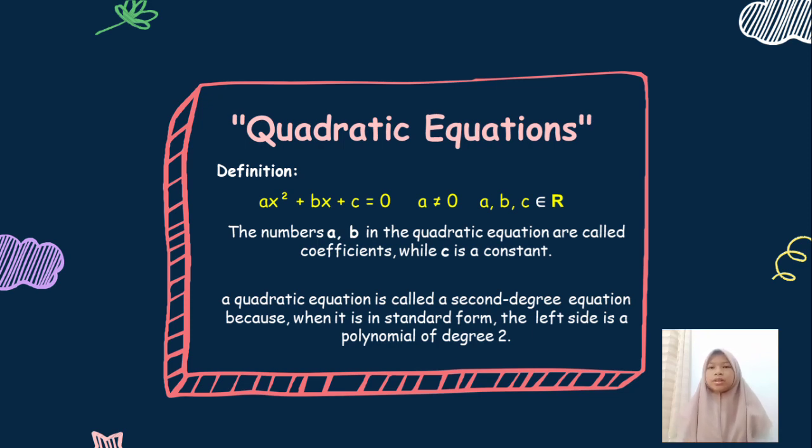A quadratic equation is called a second degree equation because when it is in term order form, the left side is a polynomial of degree 2. In mathematics, we can write the formula of quadratic equations as ax squared plus bx plus c equals 0, and a not equal to 0, and a, b, c are elements of real numbers. The numbers a and b in a quadratic equation are called coefficients, while c is a constant.